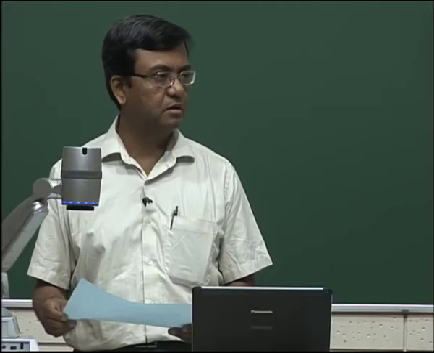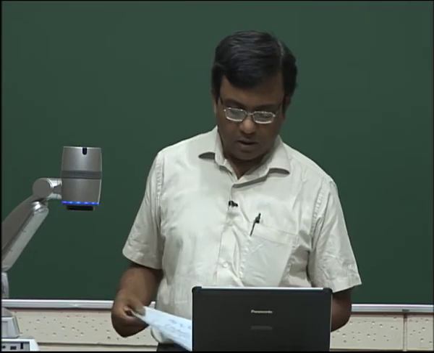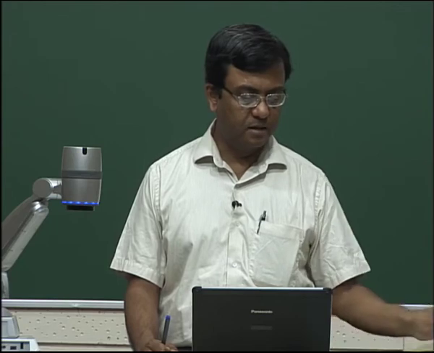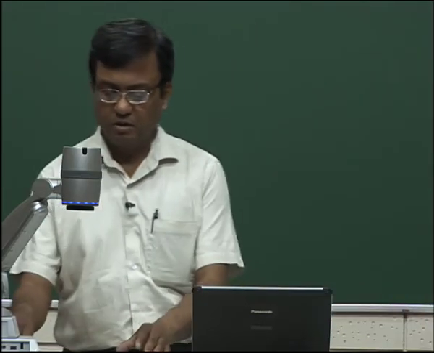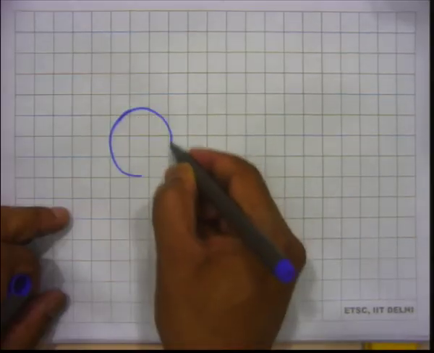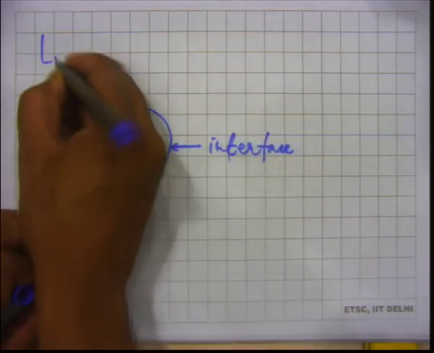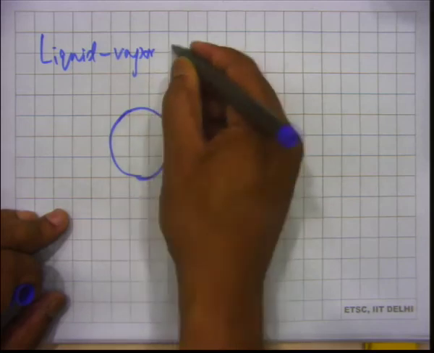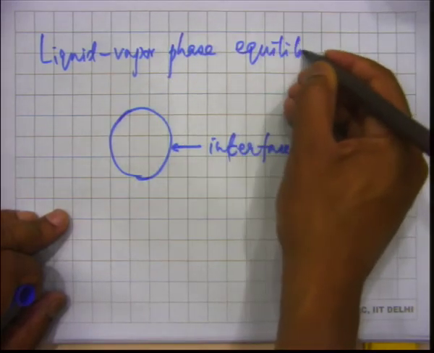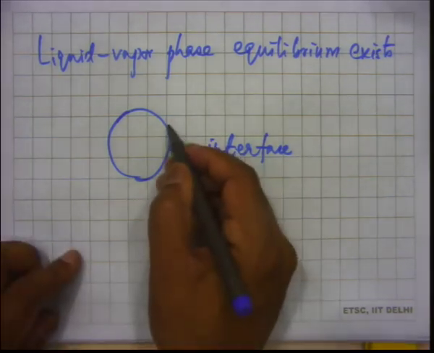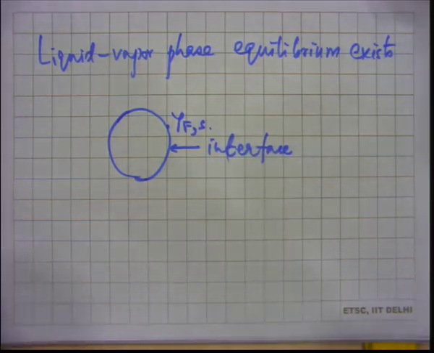So we have 4 equations actually. To get these 5 things, we have got 4 equations, and the 5th one will come from the phase equilibrium at the interface. Which interface are we talking about? This droplet. So this is the interface we are talking about, and we'll assume that liquid-vapor phase equilibrium exists. So you'll get some YFS here, which will be dictated by phase equilibrium. So this is not chemical equilibrium, right?